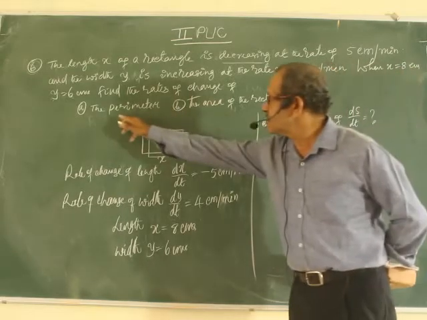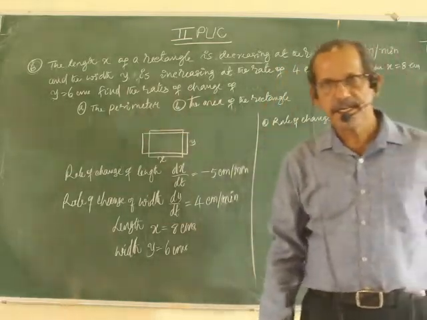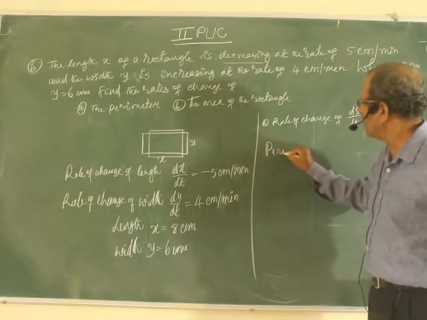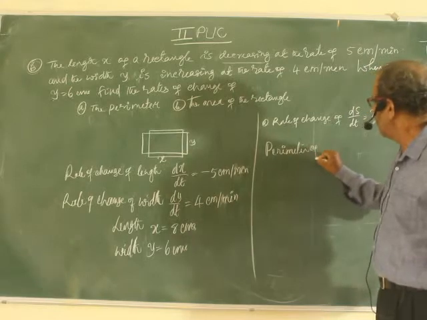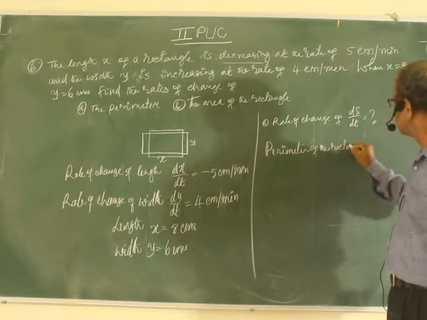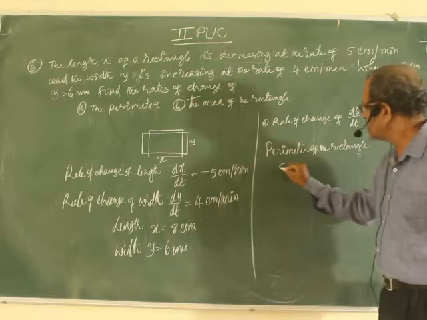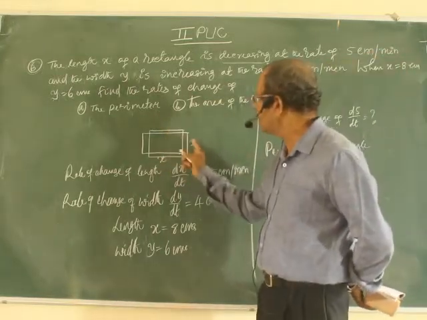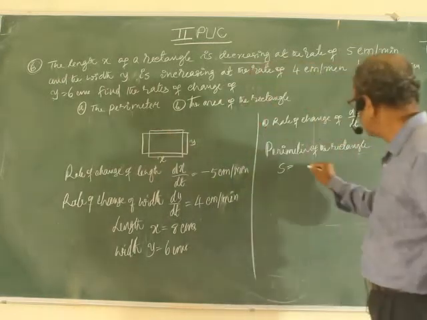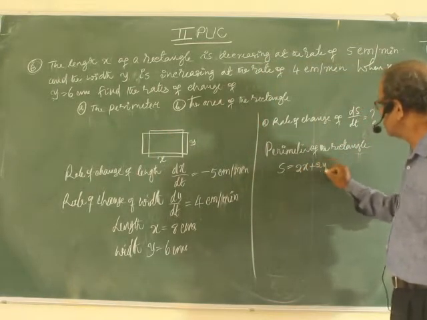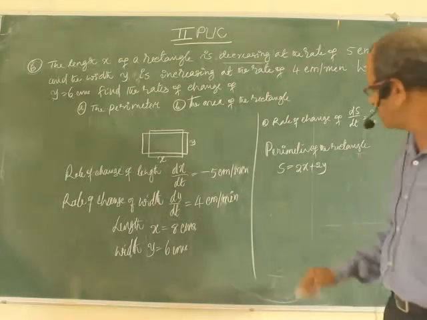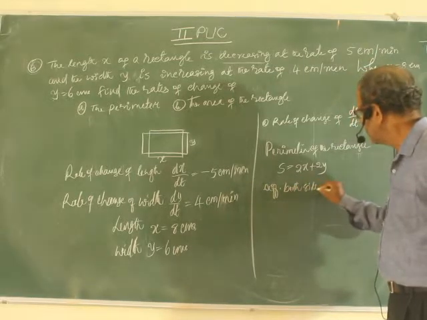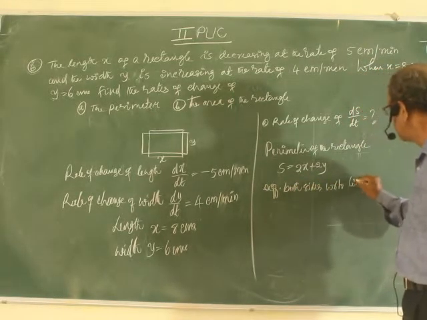Let us answer the first question first. A first. Then write the formula for perimeter of the rectangle. S equal to what? Perimeter means there are 2x and 2y. So it is 2x plus 2y. This is the total perimeter of the rectangle. Differentiating both sides with respect to time t.